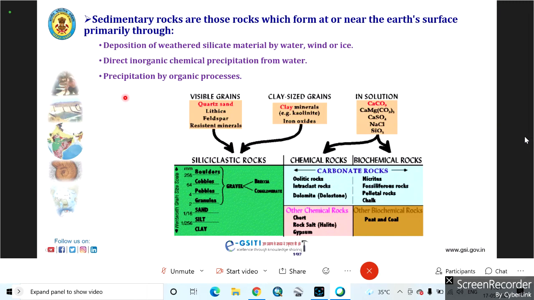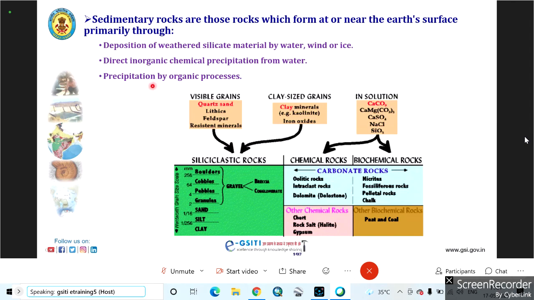Sedimentary rocks are those rocks which form at or near the Earth's surface primarily through the deposition of weathered silicate material by water, wind, or ice. Or it may form directly through the inorganic chemical precipitation from the water or by the precipitation of organic processes.